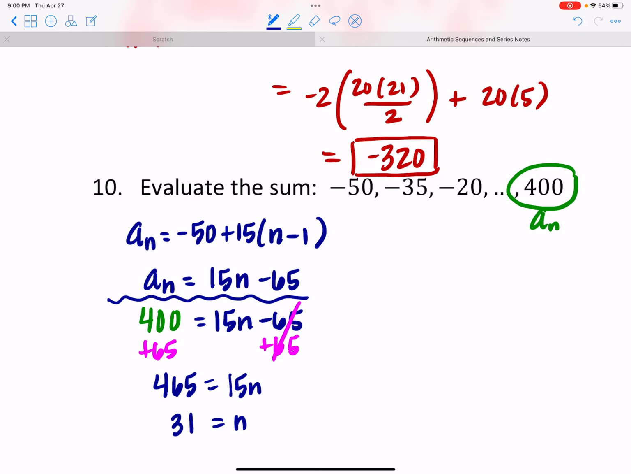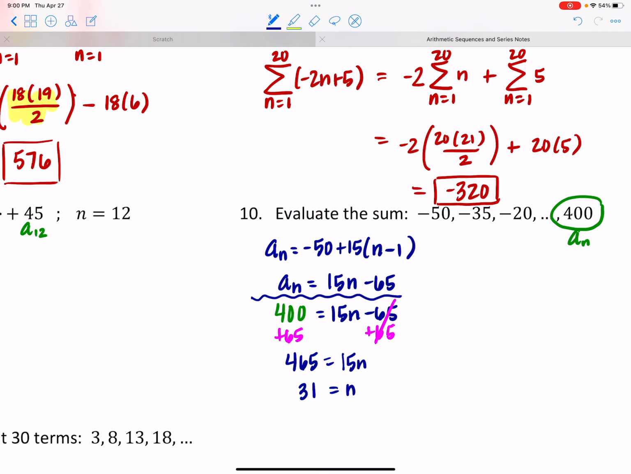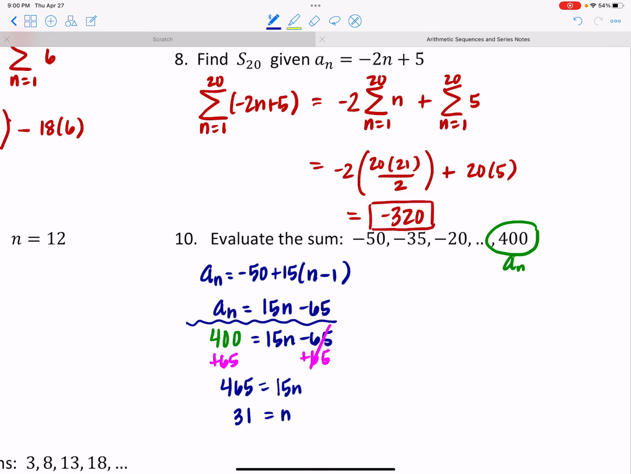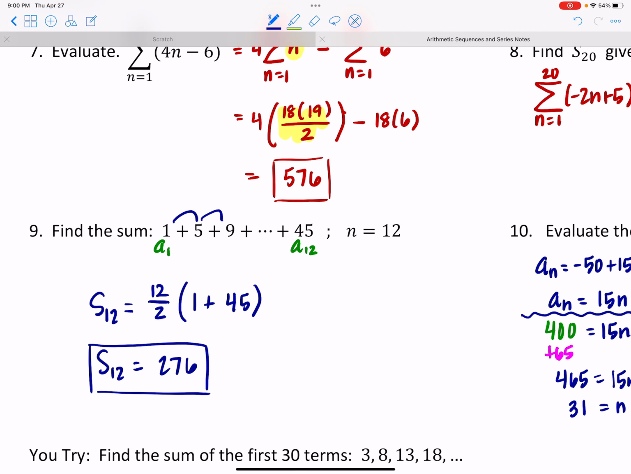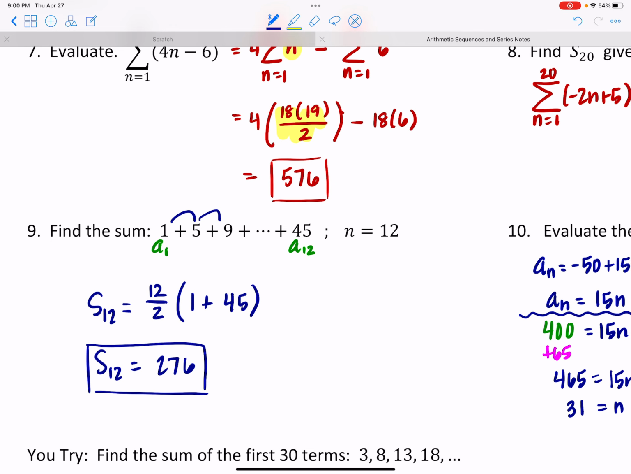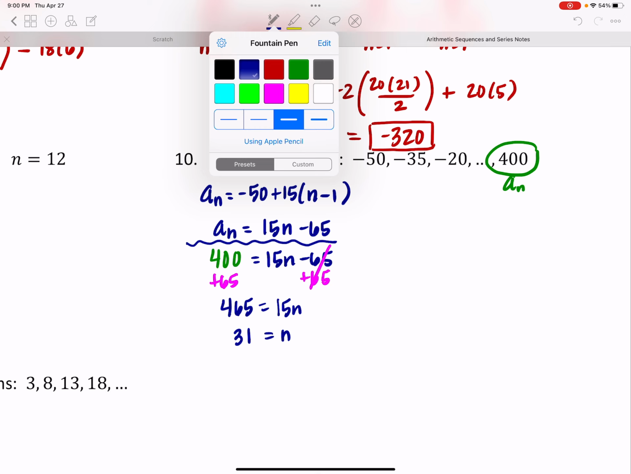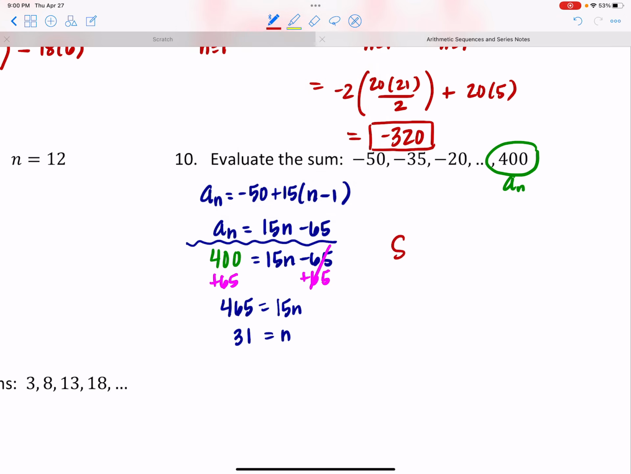But now I feel like I'm in a situation more similar to number 9. I have my first term, I have my last term, I know my number of terms, and this formula is a little easier to handle than evaluating with the summation. So I'm going to go with my second formula, which says that the sum for these 31 terms is n, 31 divided by 2, and then a sub 1 plus a sub n. So first term, negative 50, plus the last term, which was 400.